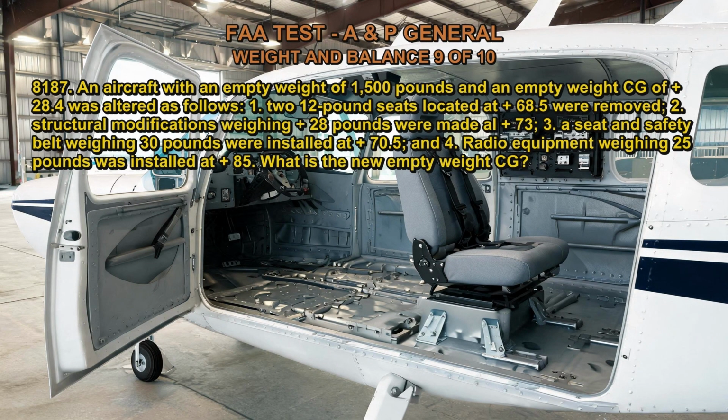8187. An aircraft with an empty weight of 1,500 pounds and an empty weight CG of plus 28.4 was altered as follows. 1. Two 12-pound seats located at plus 68.5 were removed. 2. Structural modifications weighing plus 28 pounds were made, AL plus 73. 3. A seat and safety belt weighing 30 pounds were installed at plus 70.5. And 4. Radio equipment weighing 25 pounds was installed at plus 85. What is the new empty weight CG? A. Plus 23.51. B. Plus 31.35. C. Plus 30.30.